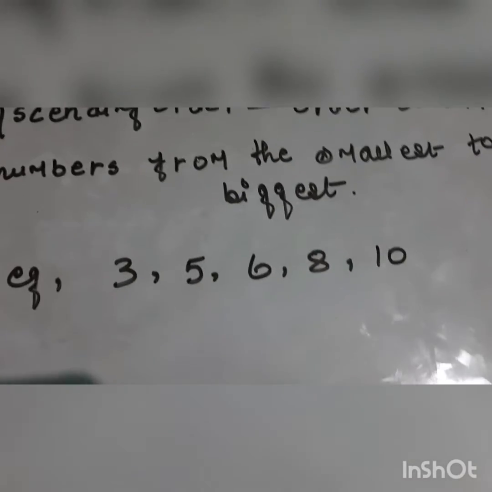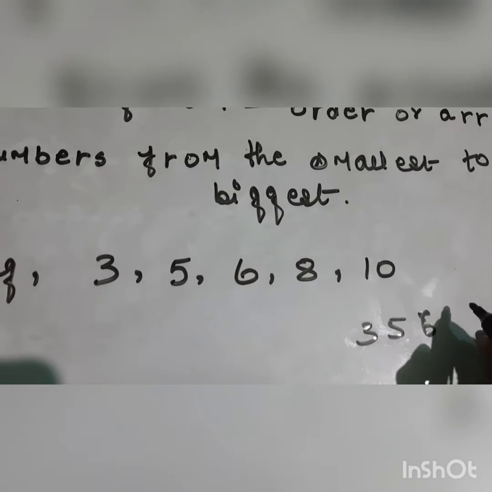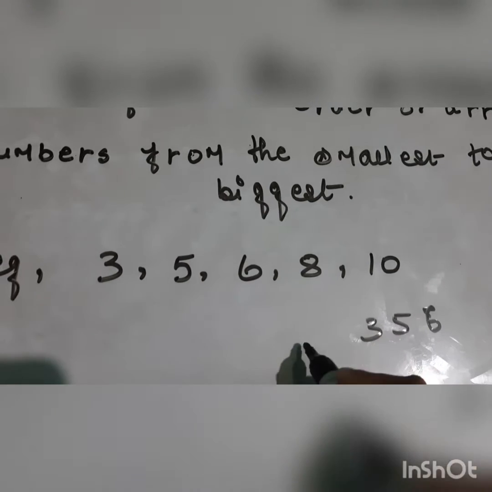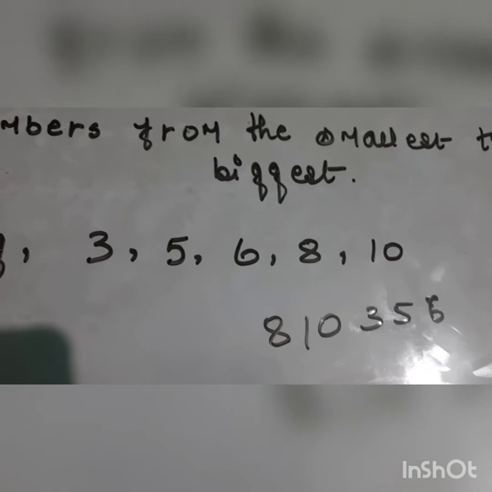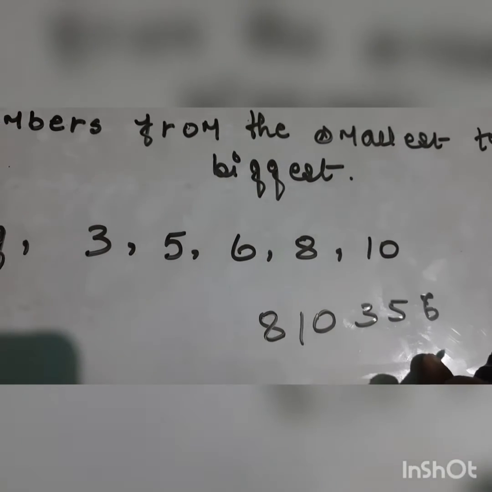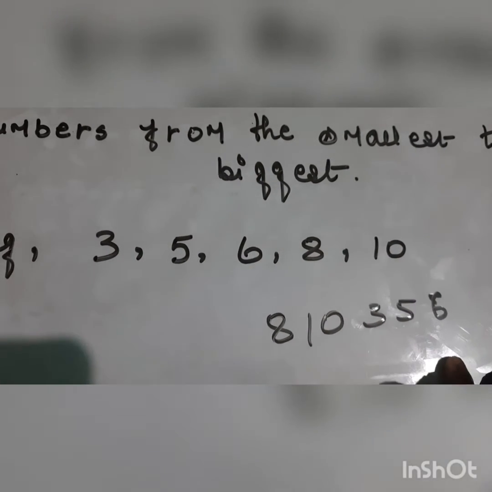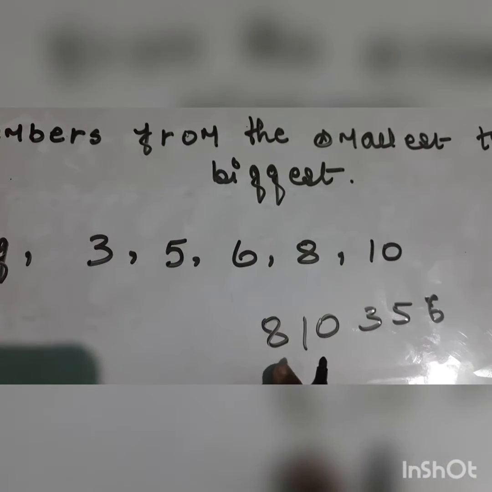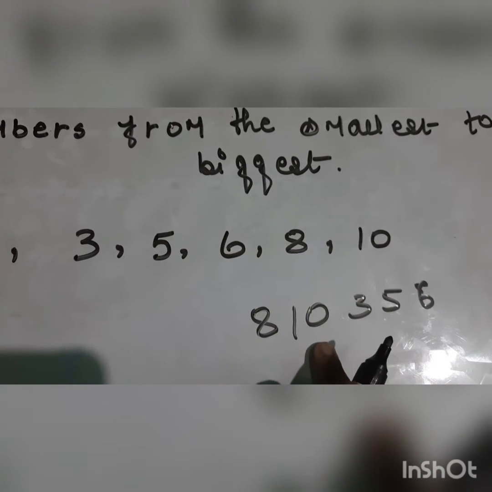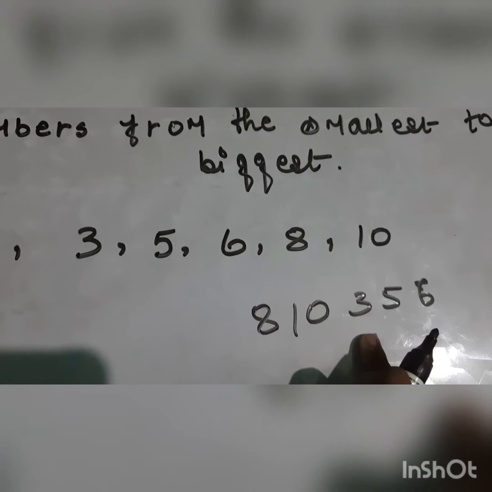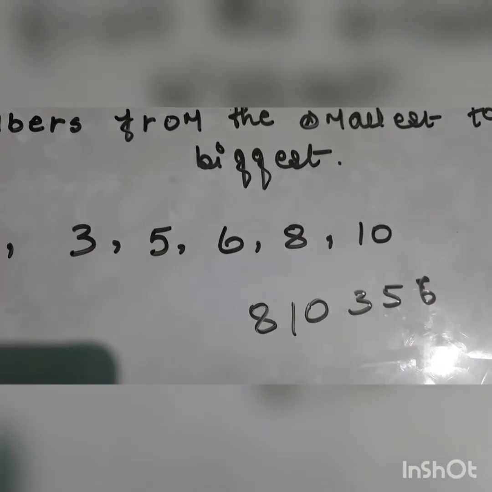For example, if you are given the numbers 3, 5, 6, 10 is written here, 8 is written here. I have given you these numbers, so you have to arrange them in a proper way, either in ascending order or descending order. Look, right now these are just jumbled numbers. Does 8 come before 10? No. Does 10 come before 3? No. Does 3 come before 5 or 6? No. So these are random and jumbled numbers right now.